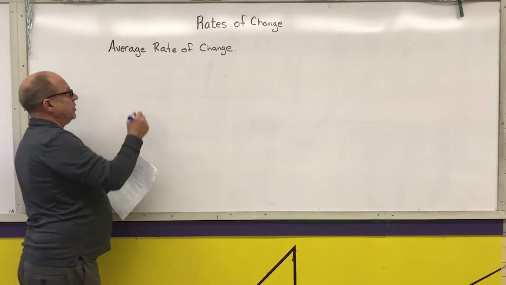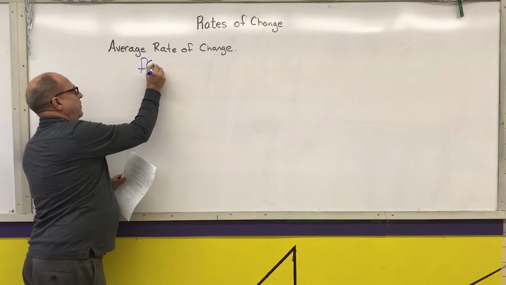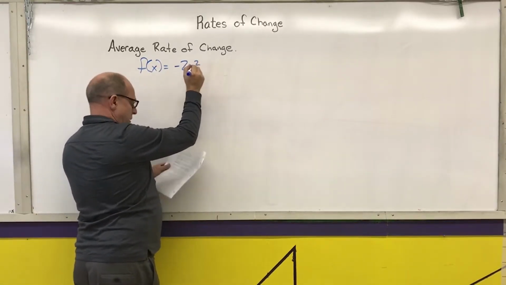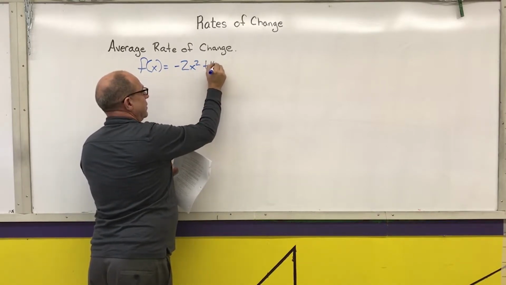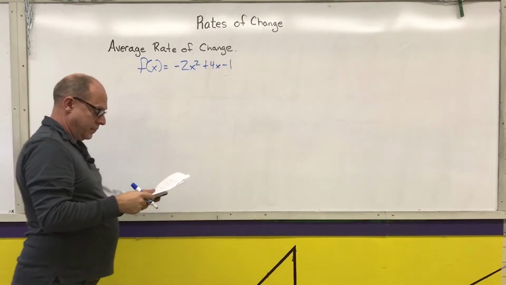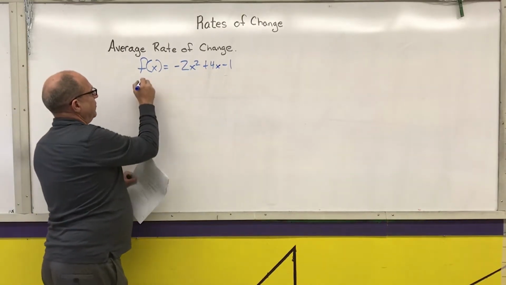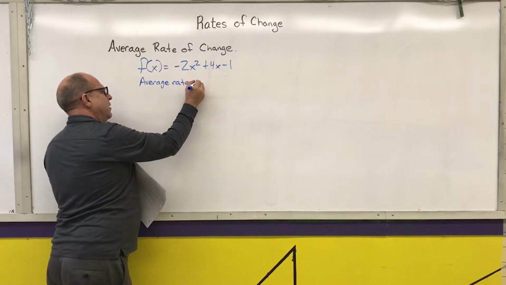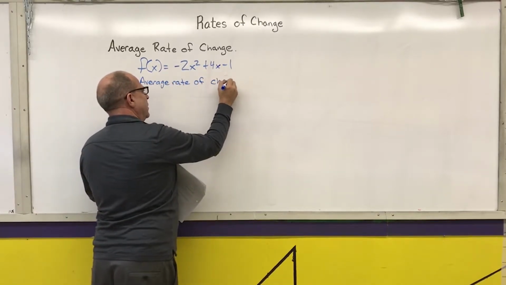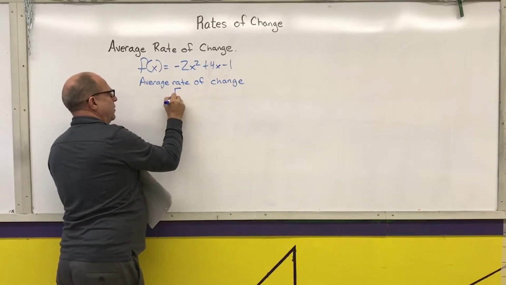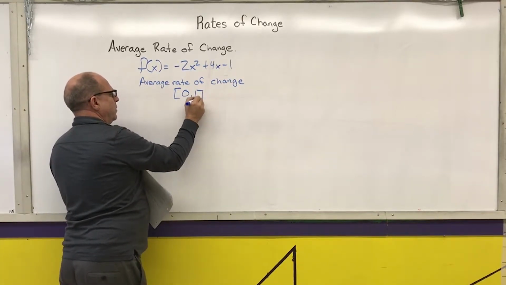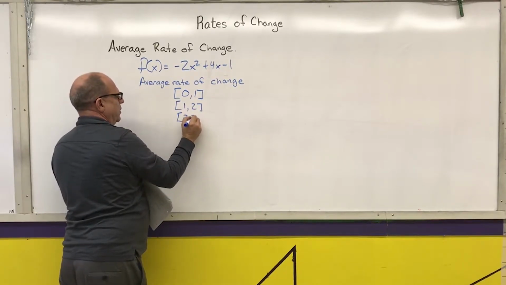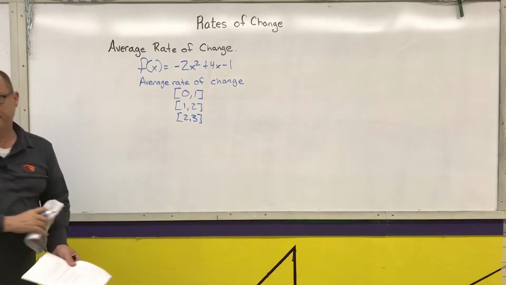Let's consider the function f of x is equal to negative 2x squared plus 4x minus 1. And I want to know the average rate of change on the interval from 0 to 1, on the interval from 1 to 2, and on the interval from 2 to 3.